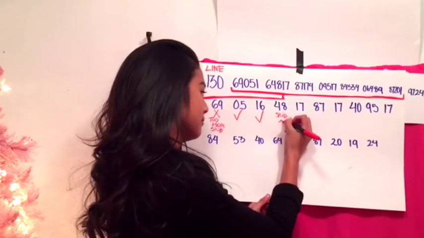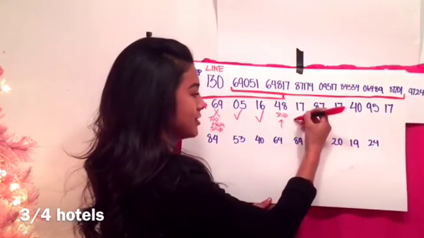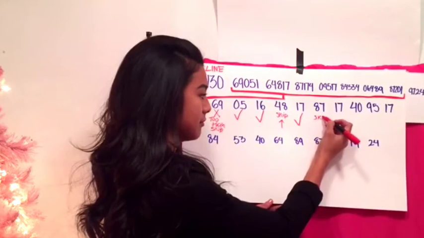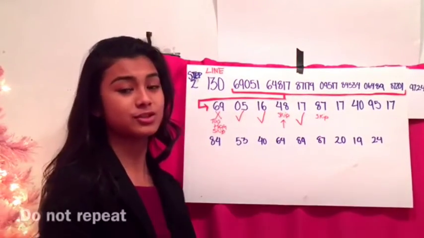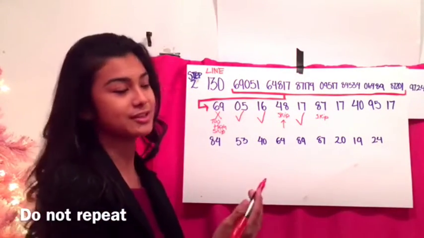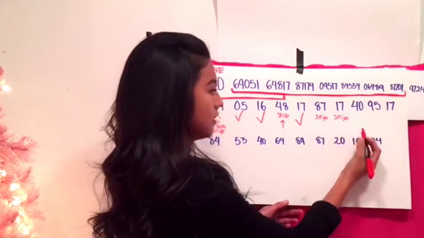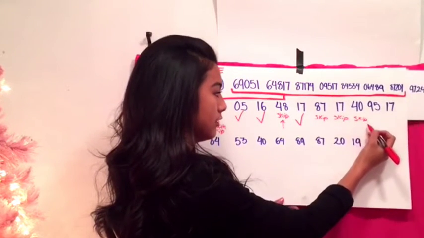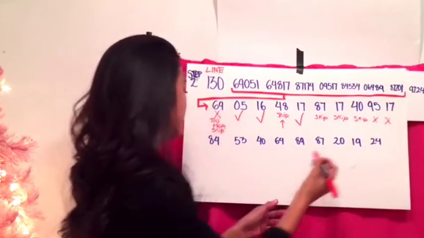Too high. 17 falls between 01 and 28, so we put a check mark. 87 does not, so we skip. Now we have another 17, and it does fall between 01 and 28, but it defies the rules because it repeats itself. So we skip it. We're at 40, skip, too high. 95, too high. 17, repeat, skip it.